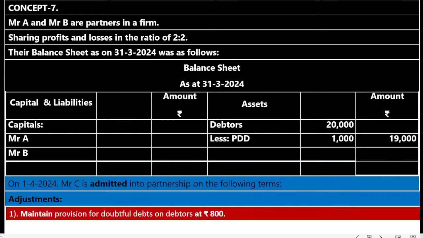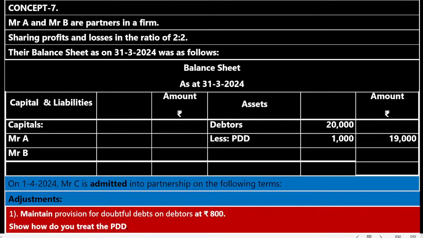Adjustments. Maintain provision for doubtful debts on the debtors at rupees 800. They are saying that old PDD is 1,000, but you have to maintain only 800. It means that 1,000 PDD became 800. There is a decrease in the PDD by rupees 200. Show how do you treat the PDD. So this is the question. Pause the video. Completely note down the question. Write the question and start the solution. Let us start solution.